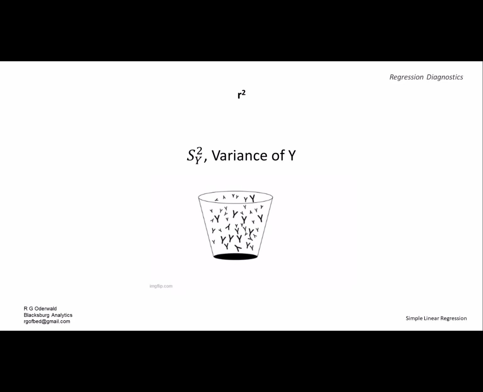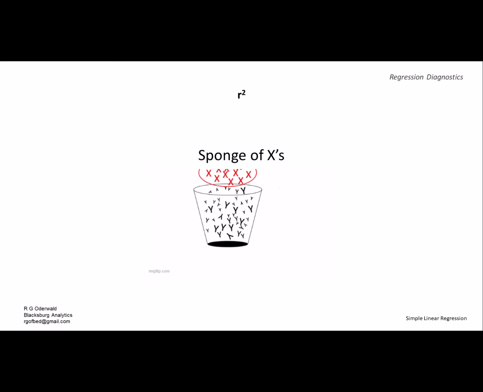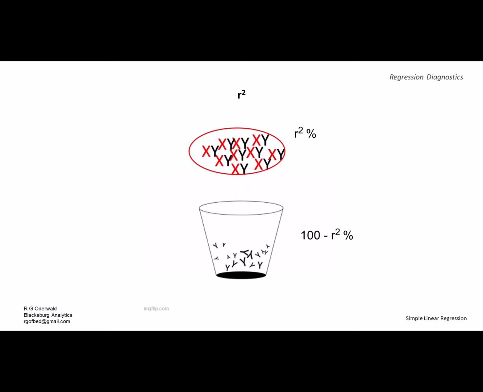Imagine a bucket containing the variance of Y values. Everything we don't know about Y is in the bucket. We have a sponge called regression, full of X values. We put the sponge in the bucket. The sponge absorbs all it can of the variation in Y. Pull the sponge out. That amount of variation of Y in the sponge is the percent R square.